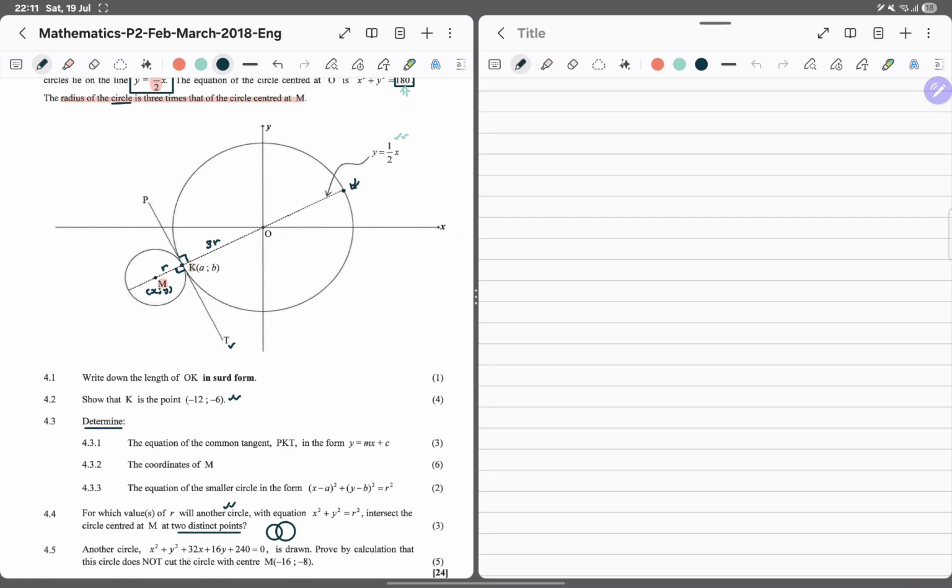And then we are told that another circle, okay, it's given in the expanded form, is drawn. We need to prove by calculation. See here, we are dictated to as to how we're going to solve this problem. No other means is allowed. We need to show a calculation that this circle does not cut the circle with center M. Again, can you see the coordinates of M are given here? So it means we now need to find M to be -16 is to -8.